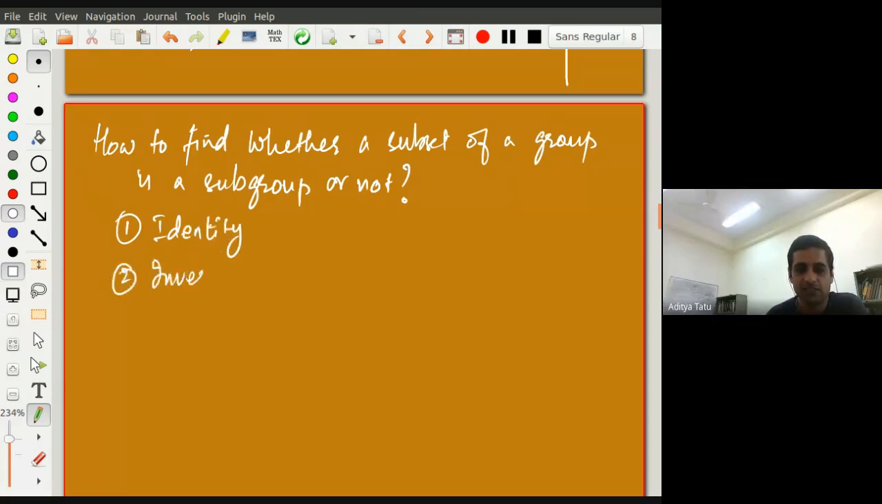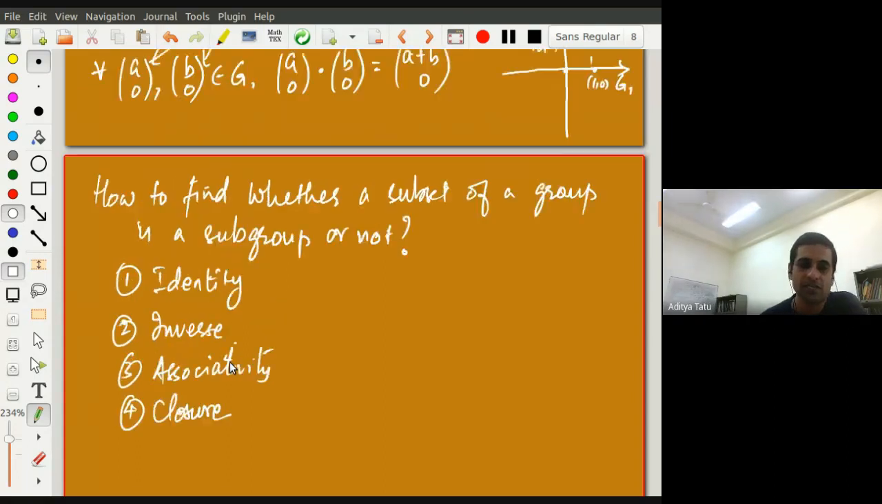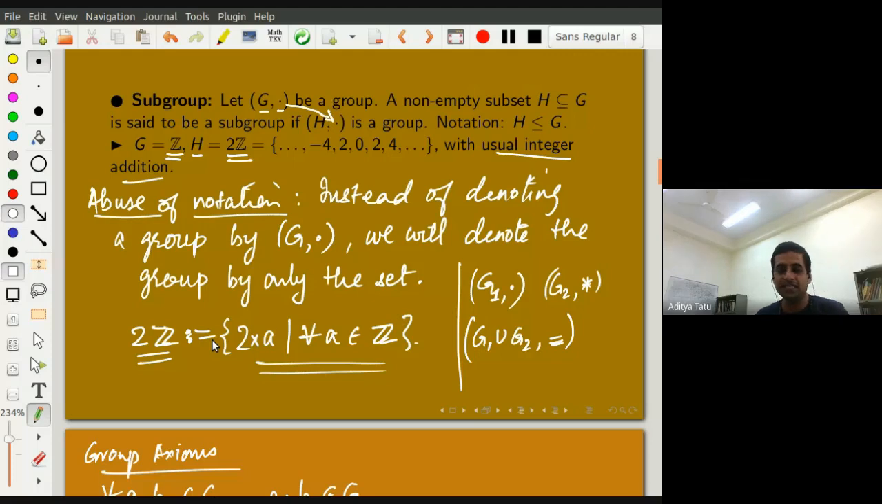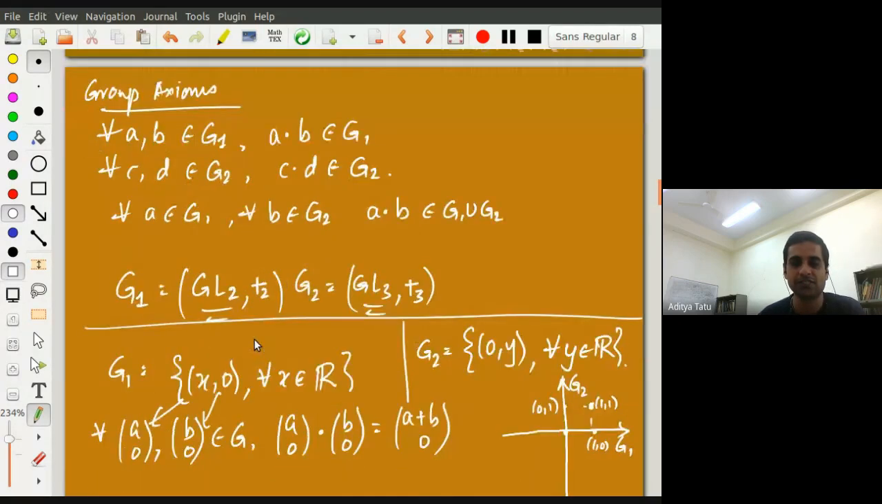Identity, inverse, associativity, closure. You have to check all four, okay? While you're writing the proof, remember you'll have to write it. Even though in some cases it will be very clear whether it is a subgroup or not, if it comes down to writing the proof, you should not skip any of these steps, okay?